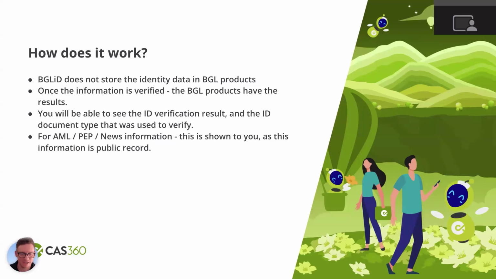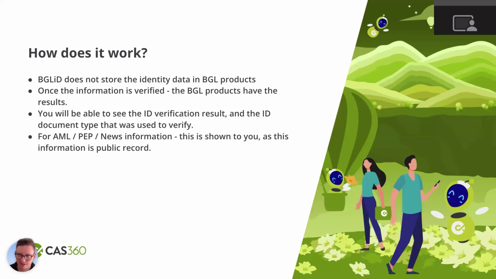Once the ID information is verified, so either positive or not, BGL products will keep that verification result. So you've always got that verification document, and you'll be able to see that verification result, the ID document type that was used to verify as well. So you'll be able to see Warren Rendon used driver's license, and his driver's license expires this date, and it was a Victorian driver's license. So you get that information, but you don't get the actual license numbers and the particulars. You just get a little bit of information. Passport is similar. You'll get the country of the passport and its expiry date.